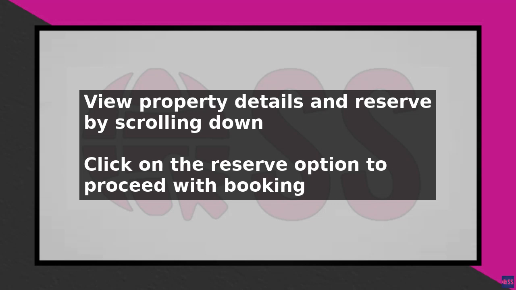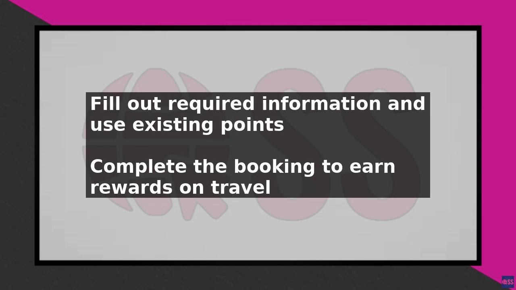Once you have selected a property, you can view its details and reserve it by scrolling down and clicking on the Reserve option. After the page loads, fill out the required information, and if you have existing points, you can use them towards your booking. Finally, complete the booking and you will be all set. The process is straightforward, and by following these steps, you can earn rewards on your travel bookings.